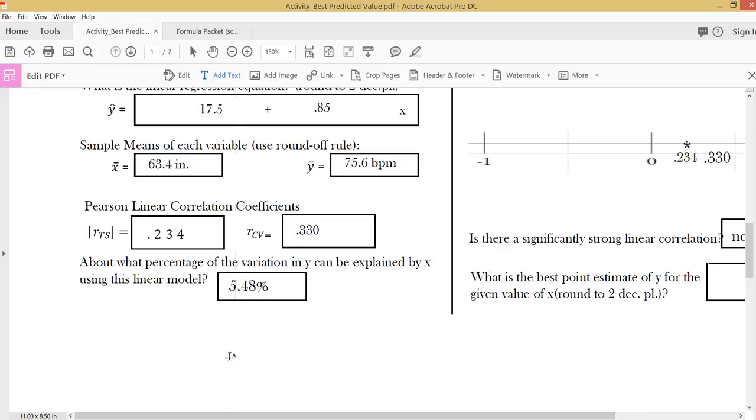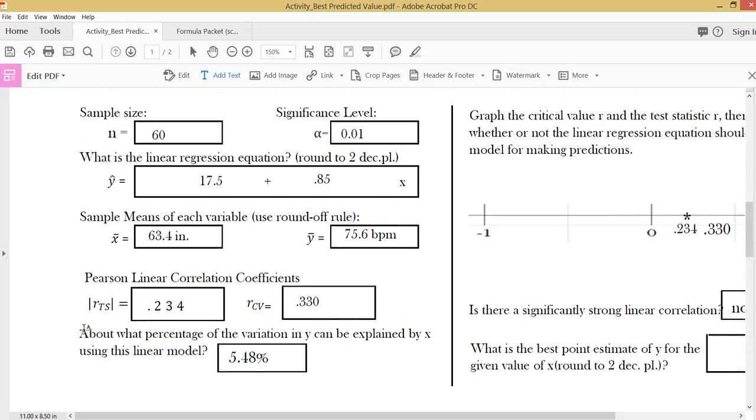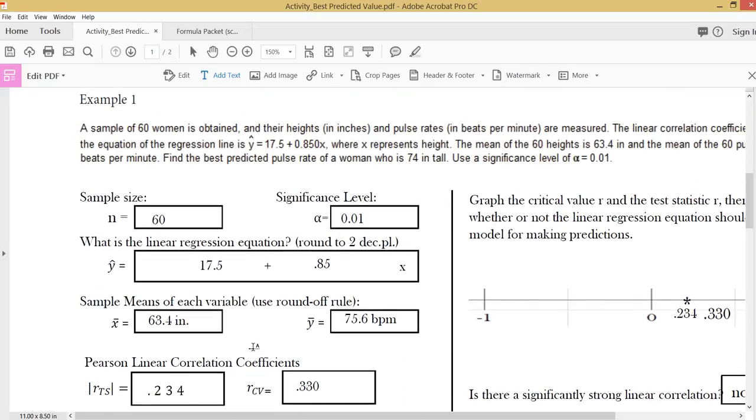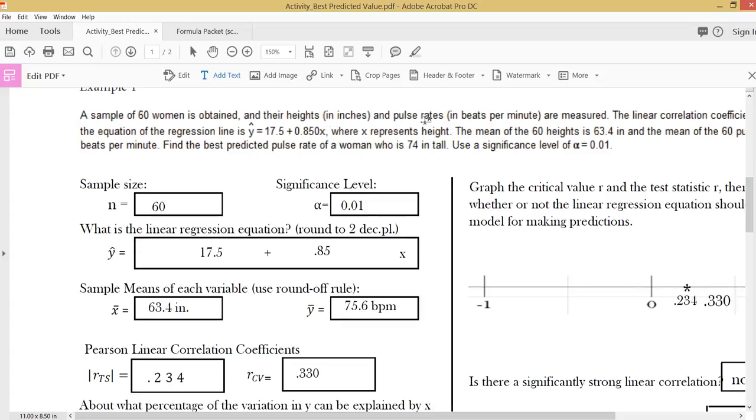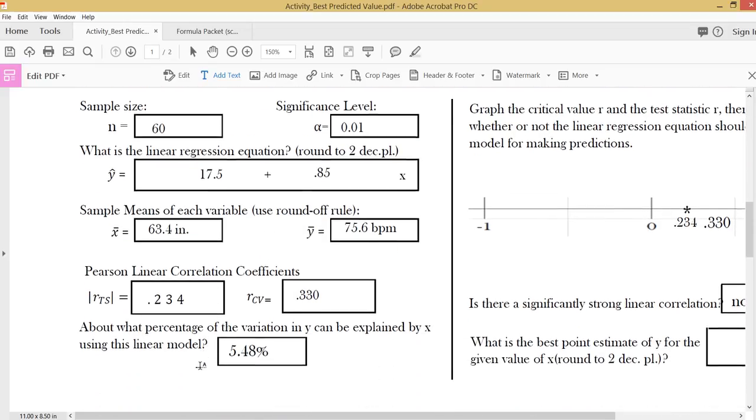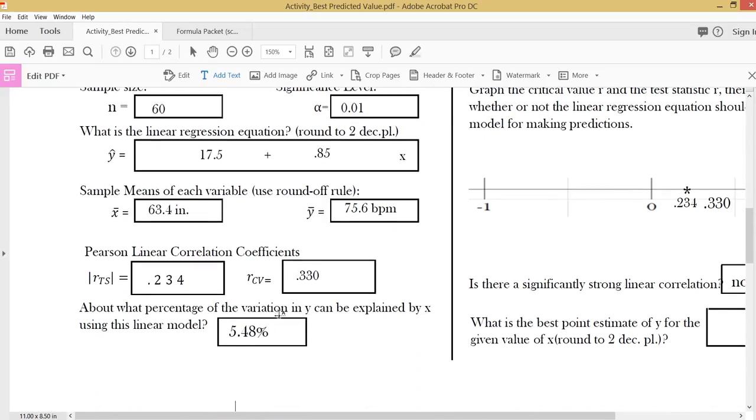All right, so let's read this. It says, about what percentage of the variation in Y, in other words, the variation in a person's, or specifically, these are samples of women. That's what it says up here, right? In a sample of 60 women, where their heights in inches are recorded and their pulse rates, and we're letting heights be X and pulse rates be Y. So about what percentage of the variation in a woman's pulse rate can be explained by her height in inches?